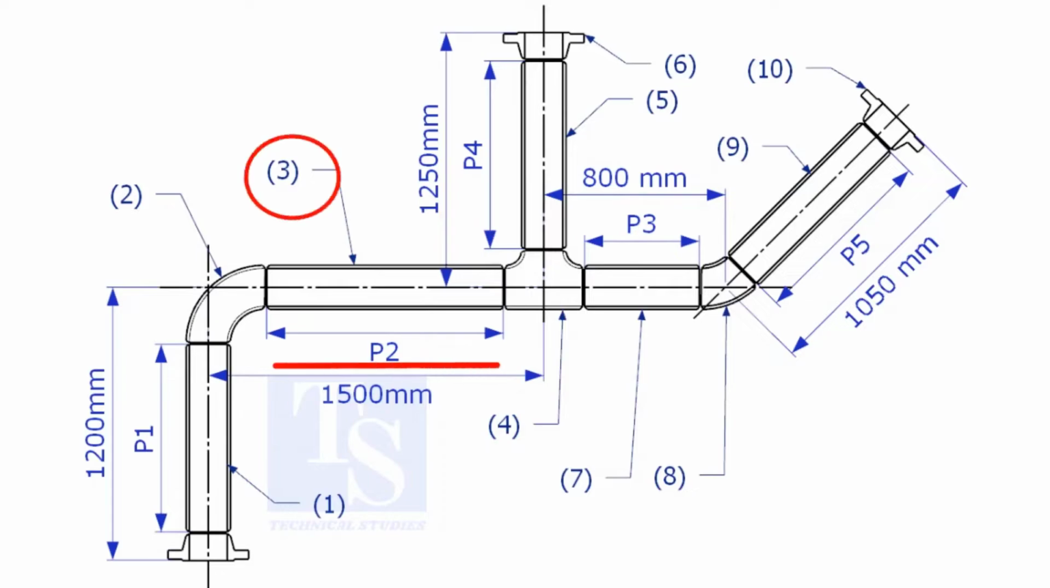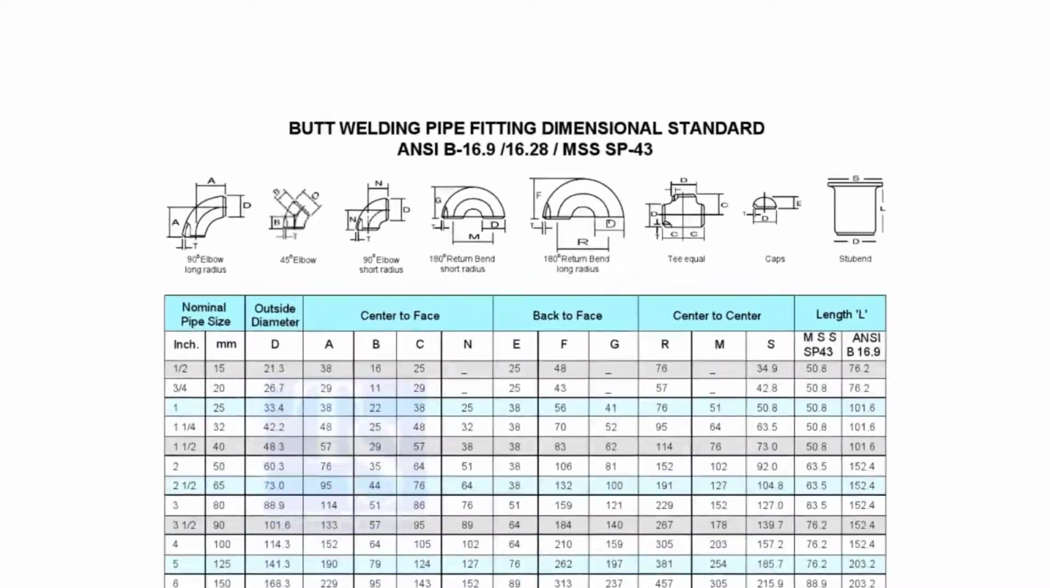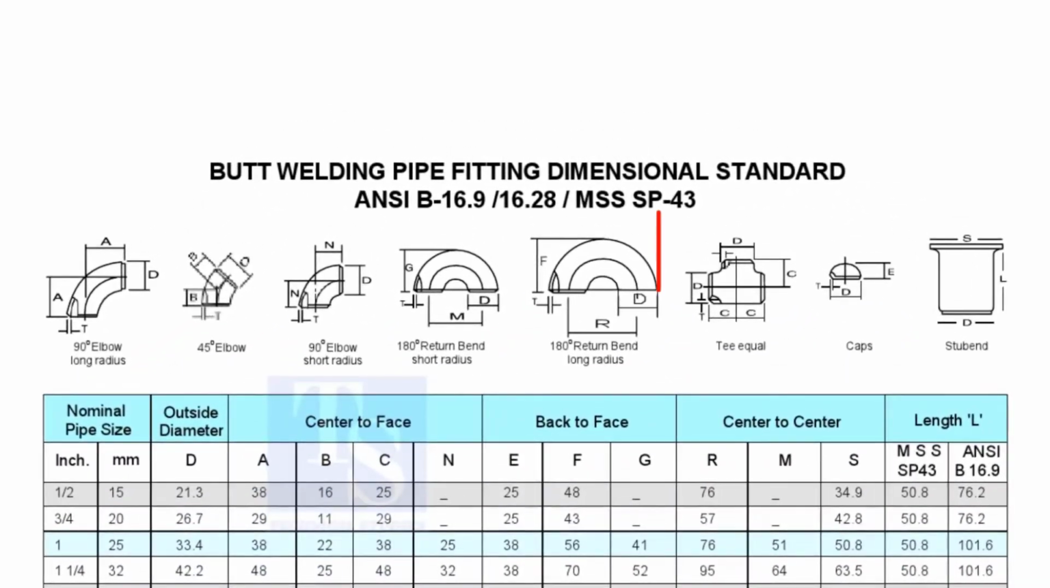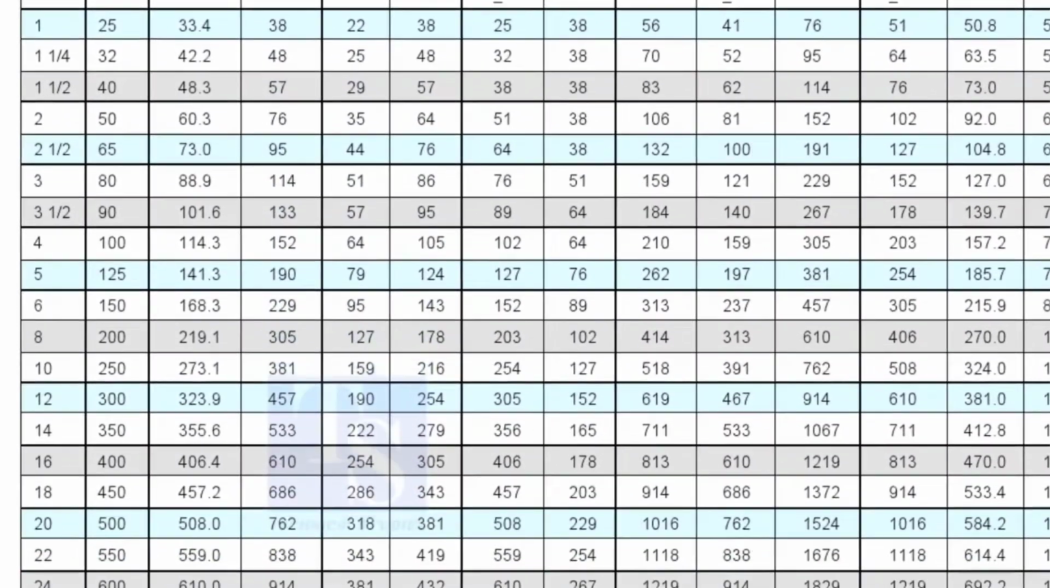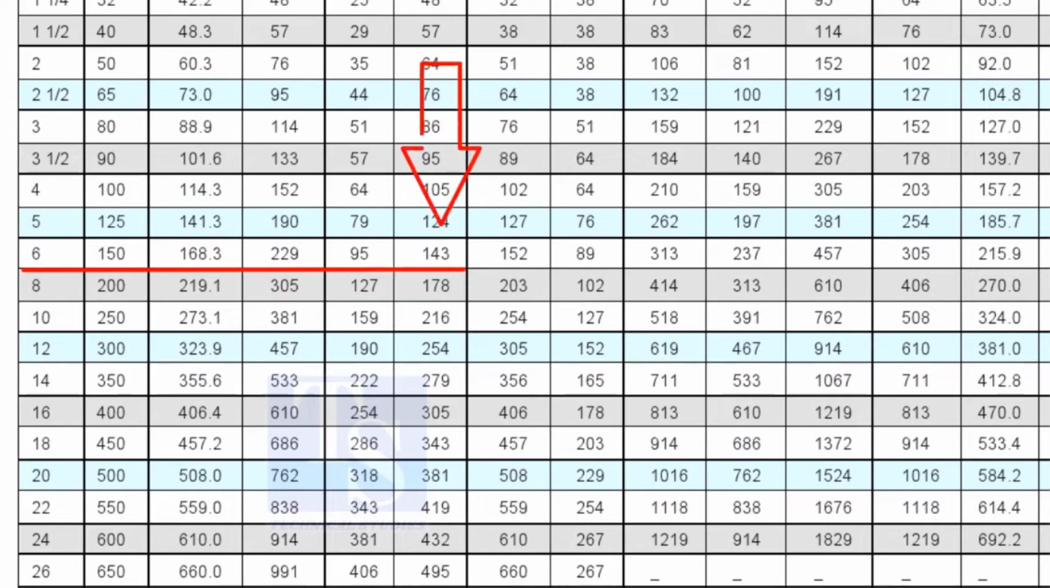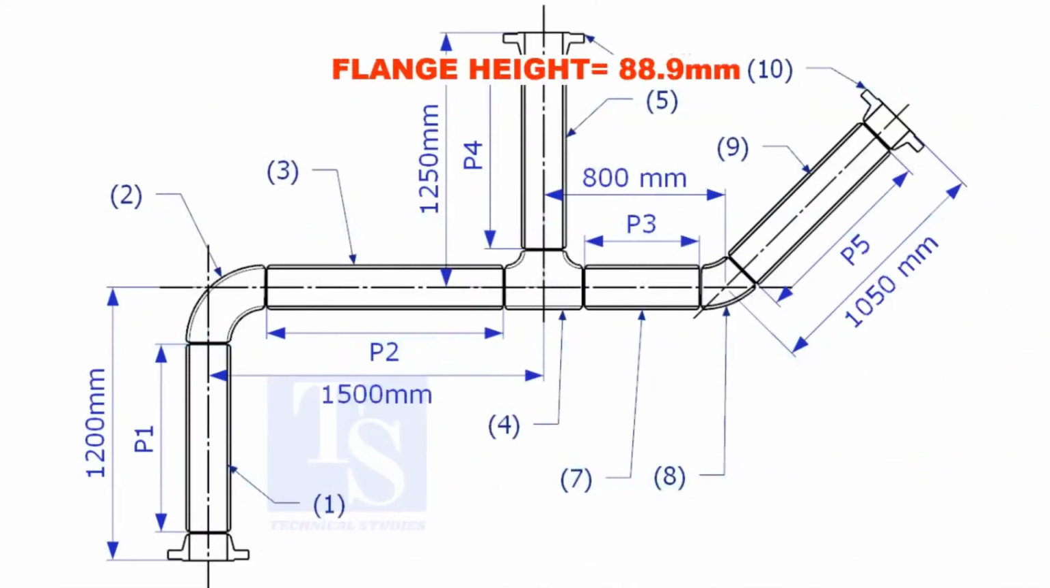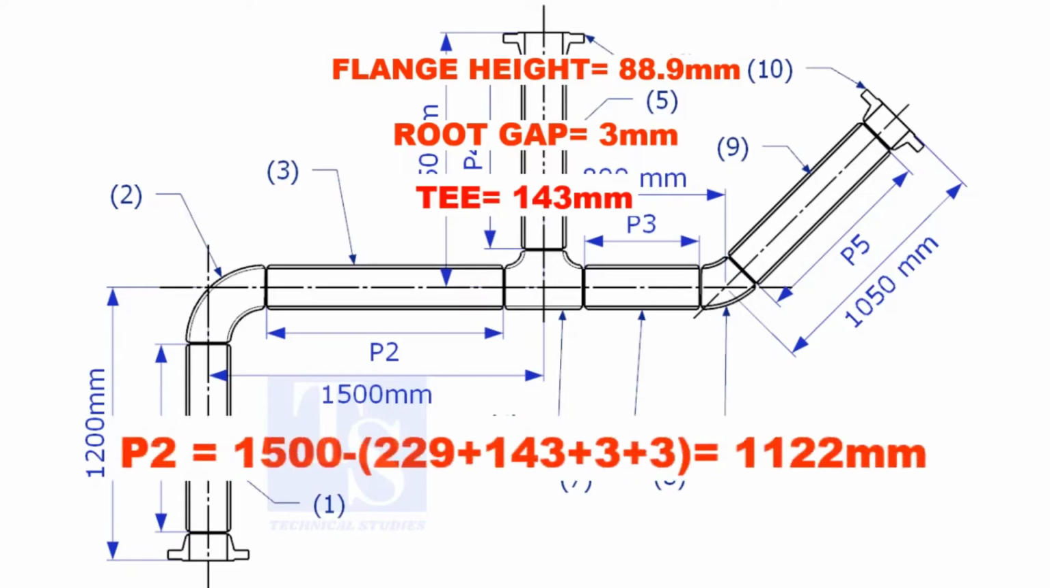Let us calculate the length of item number 3. We already know the takeoff length of the 6-inch long radius elbow. Now, check the chart for the takeoff length of the equal T. It is 143 mm. The length of item number 3 is 1122 mm.